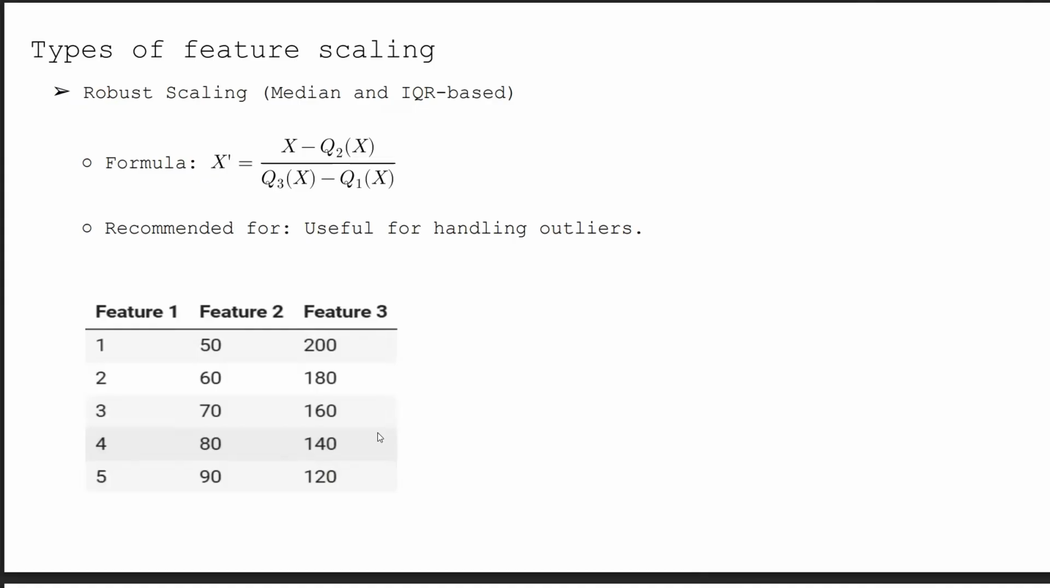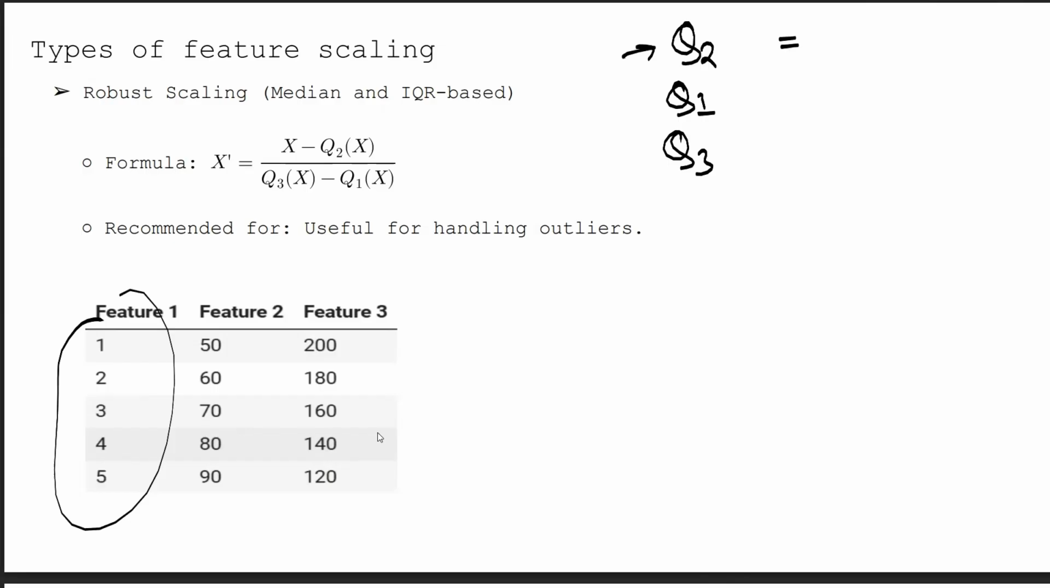So again, the same example. We need to calculate Q2, Q1, and Q3. Q2 is simply the median. For the median, first we need to arrange the data set in ascending order. If we find the median of feature 1, it would be 3. The 25th percentile for feature 1 would be 2, and the 75th percentile would be 4.